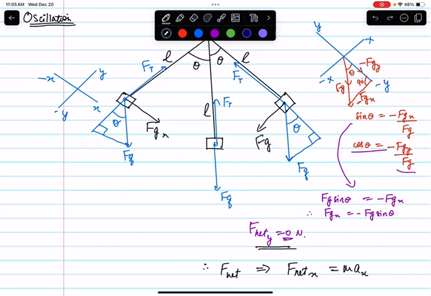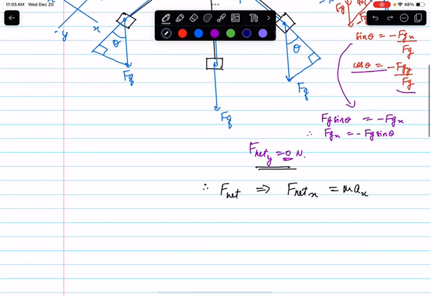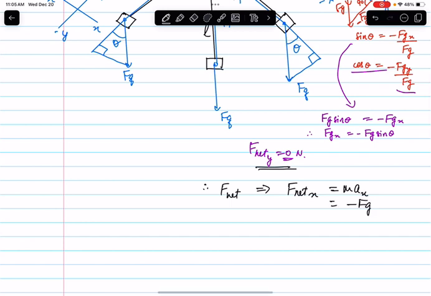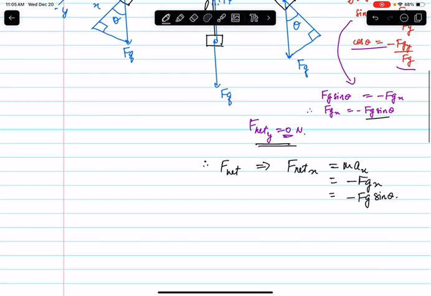Right? So therefore, what we can say is that the net force in the x direction is mass times acceleration in the x direction, which becomes negative F_Gx, as we have seen, and this is minus F_G sine of theta. So mass times acceleration in the x direction is negative F_G sine of theta. Mass times acceleration in the x direction is negative mg sine of theta. So you see over here that acceleration in the x direction is negative g sine theta.